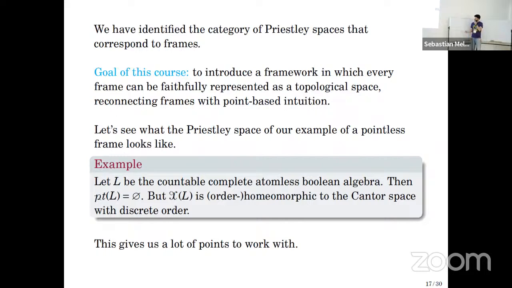I'm not going to prove this because I'm maybe too lazy, but it is true. Discrete just means this order is just equality. So if X is different from Y, there's just no order between them. It's because this is a Boolean algebra, so the Priestley space is just going to be a stone space. It doesn't have really any order.